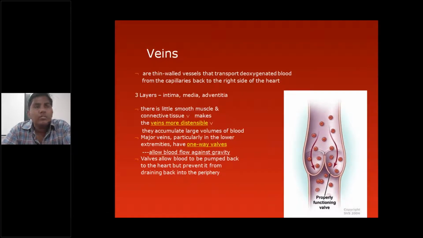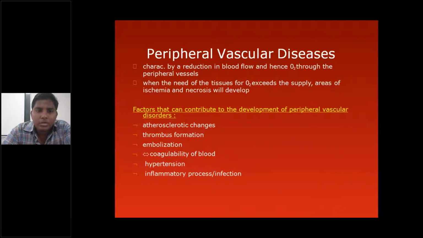Any reflux because of the failure of the valves or due to incompetent perforators could lead to varicose veins and chronic venous insufficiency. These are the terms you need to remember for your regular exams. And in OPD, you do come across a regular number of cases of peripheral vascular disease, both regarding the arterial and venous systems. In peripheral vascular disease, the main significant feature is reduction in oxygen carrying capacity, which is secondary to reduction of blood flow.